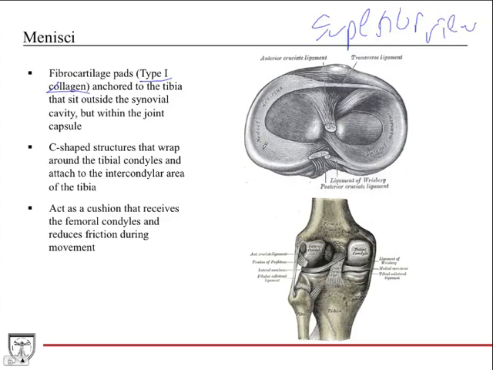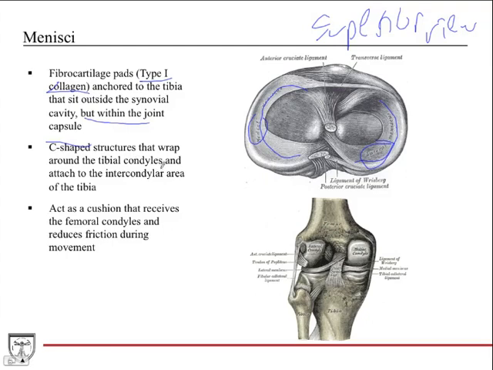And as you can see here, here's the medial meniscus, here's the lateral meniscus. These are very frequently involved. You've probably heard of these if you're an avid sports fan. These are very commonly injured in athletes. And one thing to note is that they sit outside the synovial cavity, meaning the cavity between, the joint between the femur and the tibia itself, but they are within that joint capsule, that connective tissue sheath that surrounds the entire knee. They're C-shaped, as you can see, like this and like this.